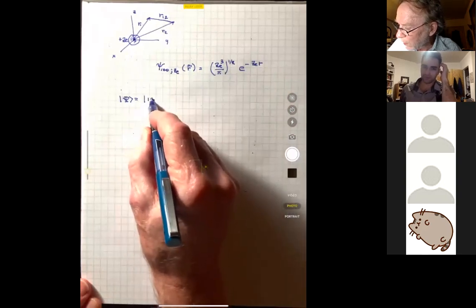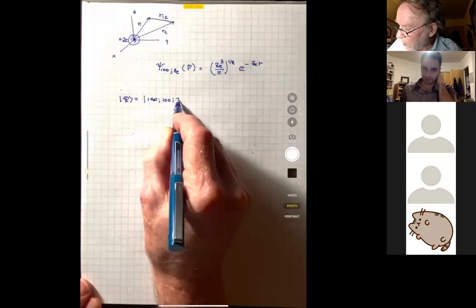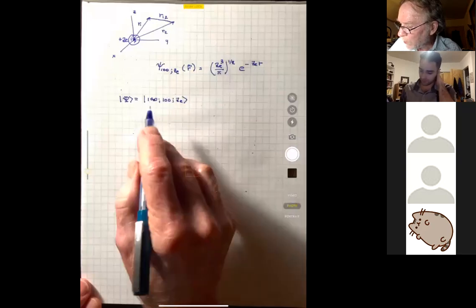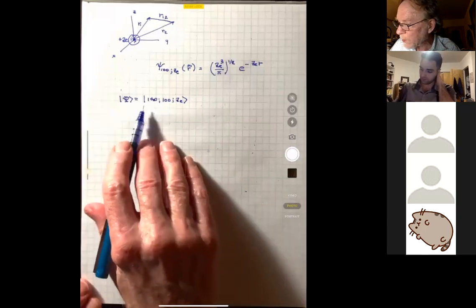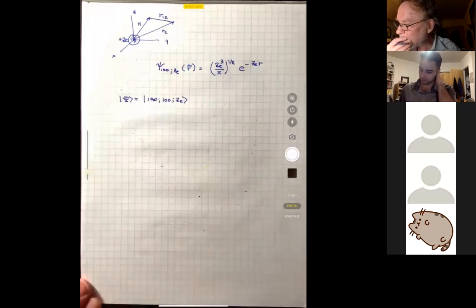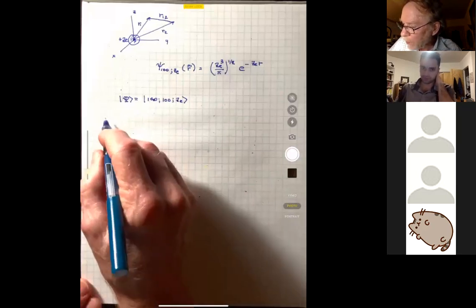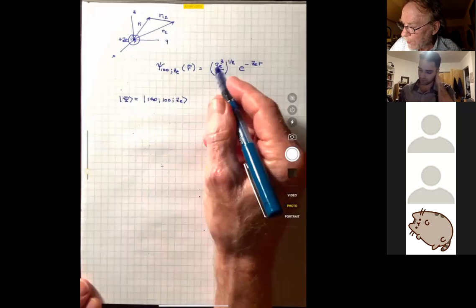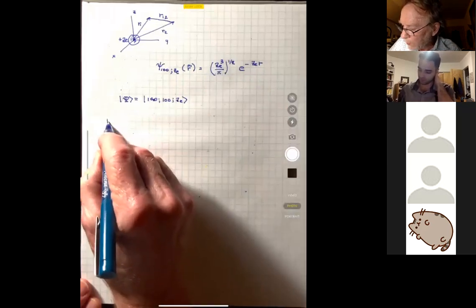I'll write this in ket language as |100; Z_eff⟩|100; Z_eff⟩, the nlm quantum numbers of the ground state. So this is just two 1s orbitals with an effective nuclear charge, and these are normalized. Then, in accordance with the variational principle, we need to construct an energy functional.